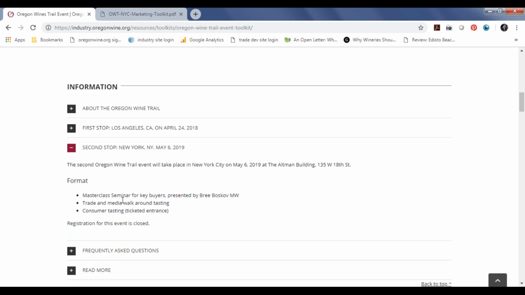Concurrently going on during the master class is going to be a VIP distributor reception. That'll be going on from noon until 1 p.m. You've seen messaging about that before. So this reception is for 25 Oregon wineries who do not have distribution in New York and want distribution in New York. The reception is going to be for around 20 key decision makers from distributors around New York to taste through wines from Oregon seeking distribution.